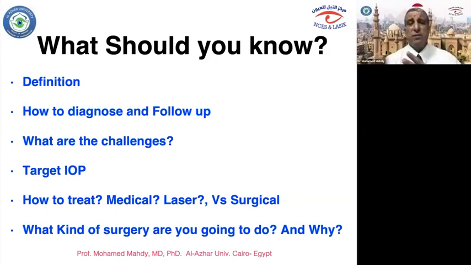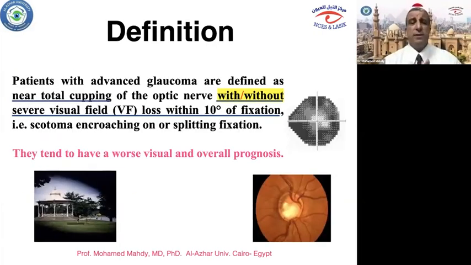If we come to the definition, we could say that patients with advanced glaucoma are those with near total cupping of the optic nerve head, with or without severe visual field loss within the center 10 degrees of fixation. And these patients tend to have a worse visual prognosis overall.